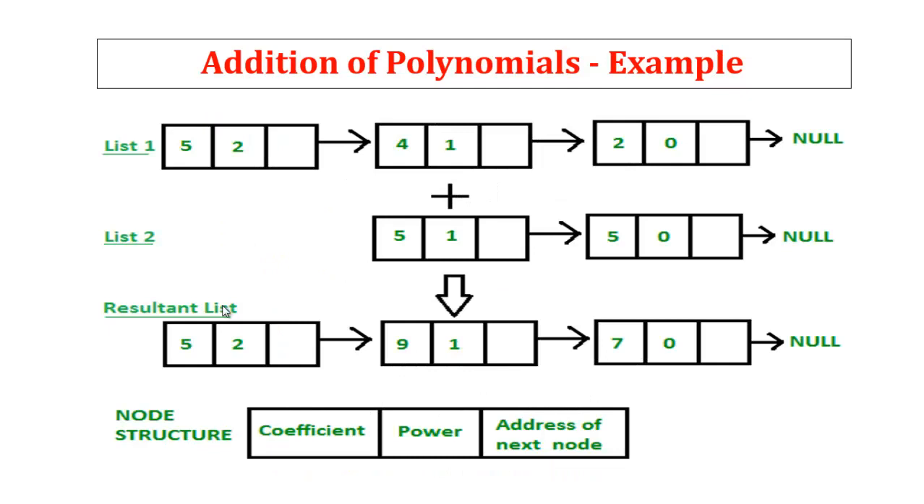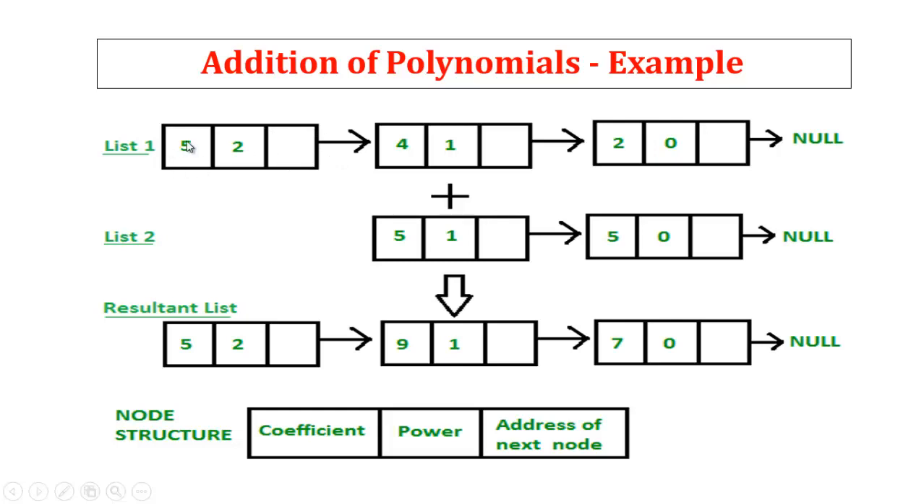So this is the representation of how we are going to add two polynomials using a linked list. First list 1 and then list 2. Here we have three fields: one is called the coefficient, the second is called the exponent or power, and the third one is called the link field, or next field, or address field.